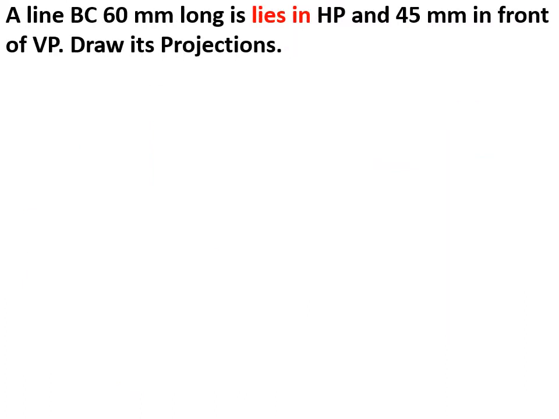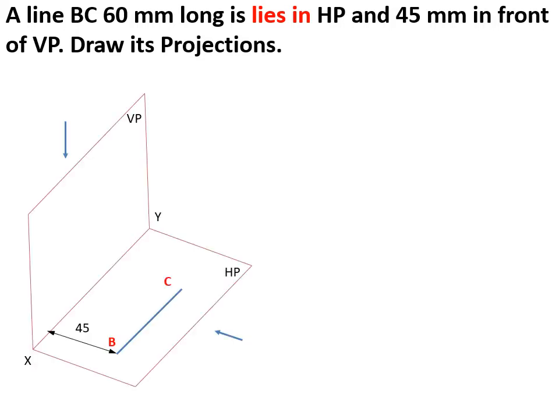A line BC 60 mm long lies in HP and 45 mm in front of VP. Draw its projections. It lies in HP and is 45 mm in front of VP. From the top view, it is 45 mm in front of VP. In the front view, you can see clearly it is lying on the HP plane, so it is lying on XY.